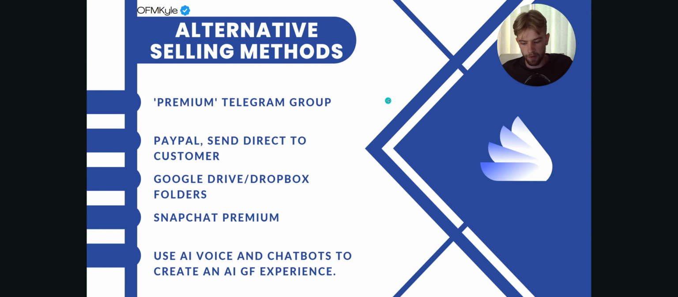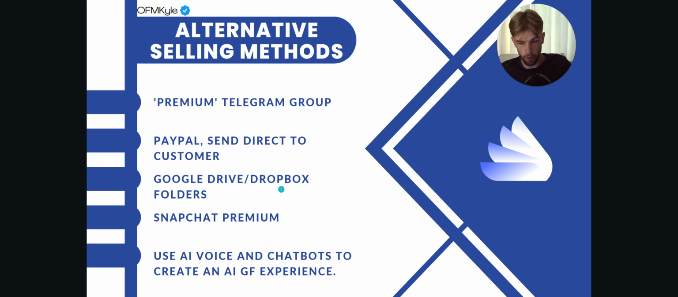So, alternative selling methods. If you do not feel like buying our course, absolutely fine. I don't really care. What you can do is premium Telegram groups, so you can make people pay for entry to a Telegram group that you then post content on. Or PayPal and send direct to the customer. If customers DM your model's Instagram saying, how do I get more of this content, send them a PayPal request, they pay, and then you send the content over however you like.